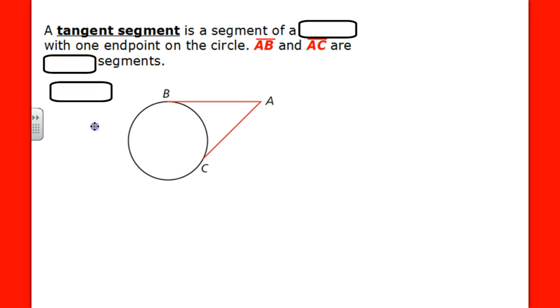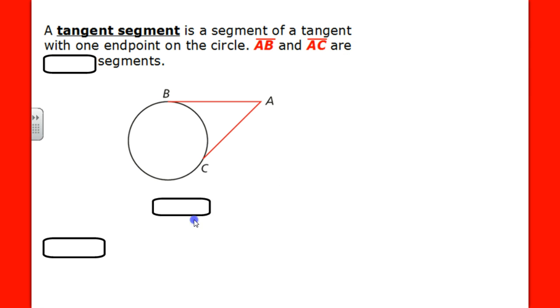So a tangent segment, remember, a tangent line intersects a circle at one point and forms a perpendicular to the radius of the circle, right? So a tangent segment is a segment of a tangent with one endpoint on the circle. So when we add the word segment, we end up with one endpoint on the circle, both in secant and tangent segments. AB and AC are both tangent segments.